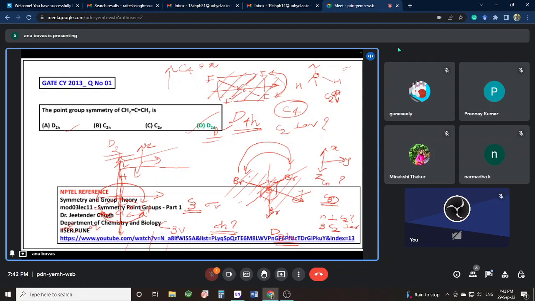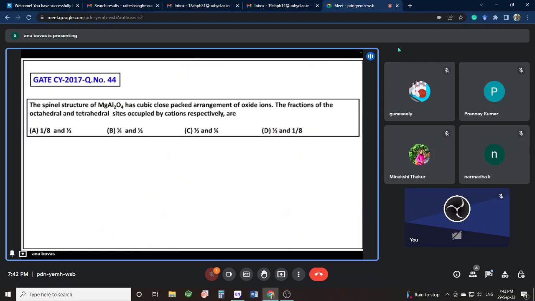And these are some references from the NPTEL site. The basics of all these things have been explained there, because here we are just solving the questions. So in order to know the concepts better, you can visit these classes. It will help you understand more clearly how you are getting such answers.